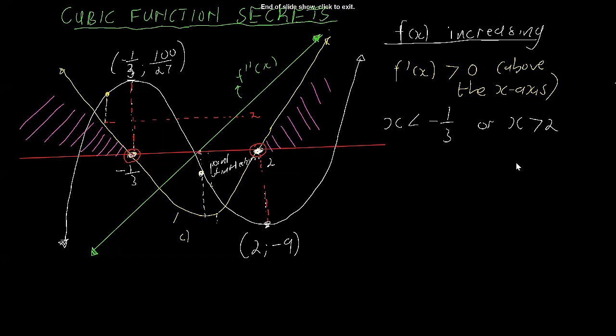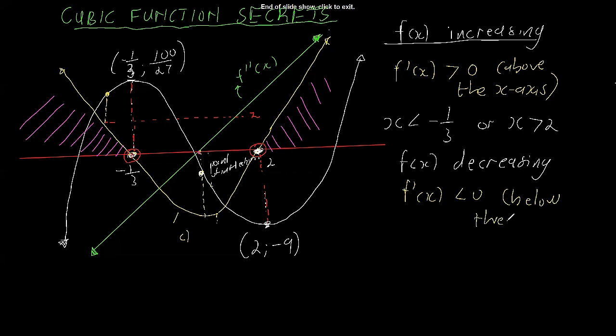Now, what if we want to find where f of x is decreasing? We would note that f of x decreases exactly when your f prime x is now below the x-axis. So f prime x less than 0. So when your f prime x is below the x-axis. Now let's check between which points is your f prime x below the x-axis. Now if you mark here, you can see that this is where your f prime x is below the x-axis.